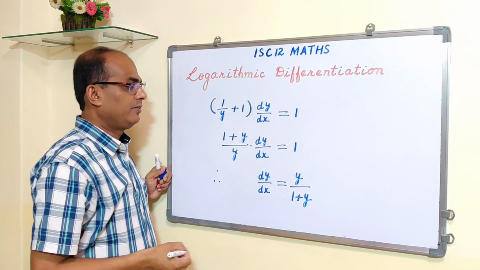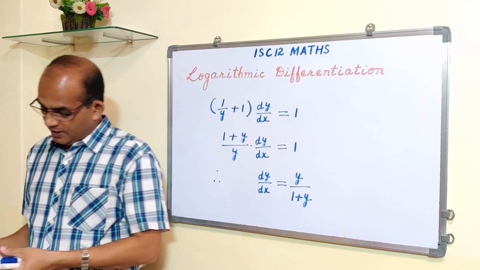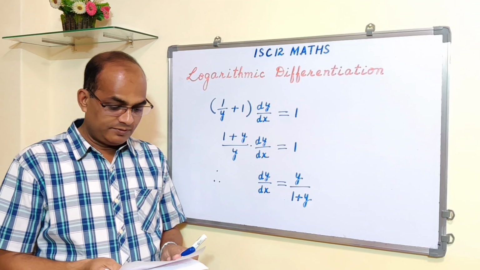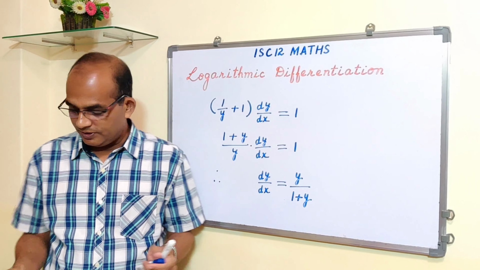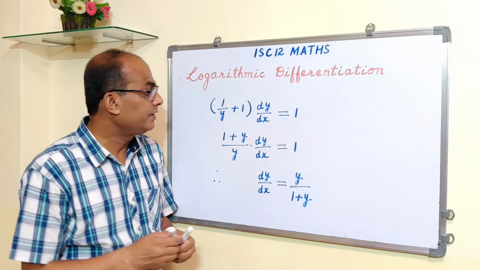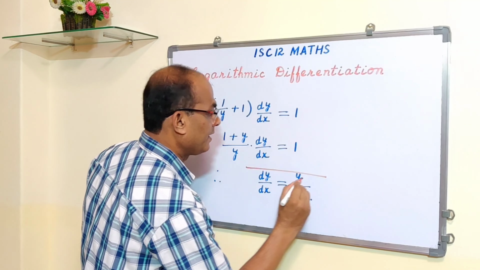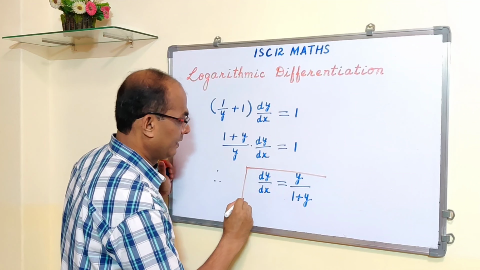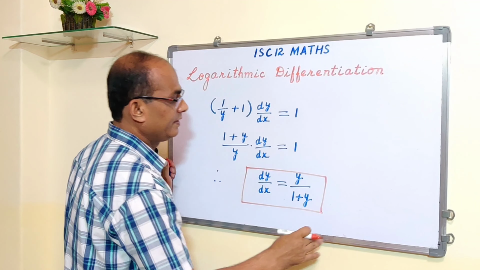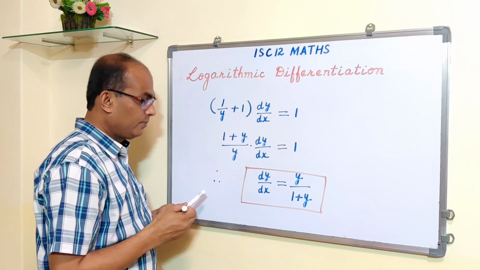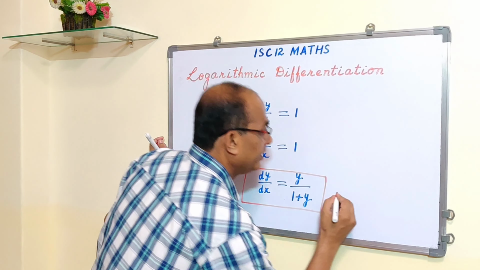dy upon dx is equal to y upon 1 plus y. And this was the question. The question was dy upon dx is equal to y upon 1 plus y. So dy upon dx is equal to y upon 1 plus y, we showed. This is the result. Proved. Or QED.